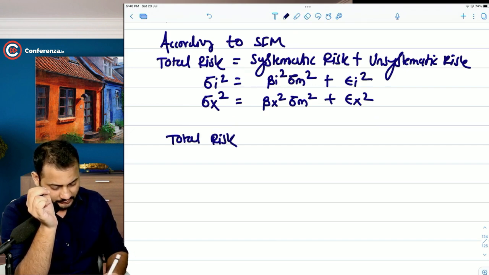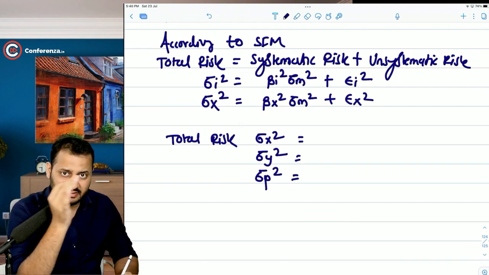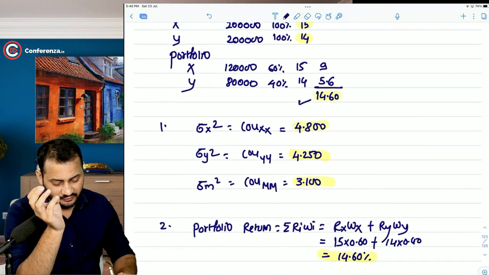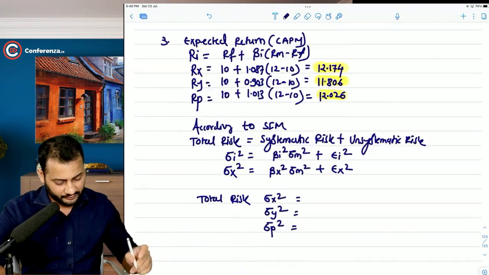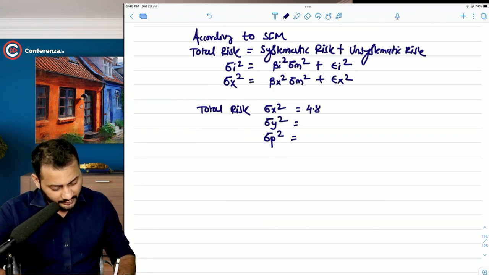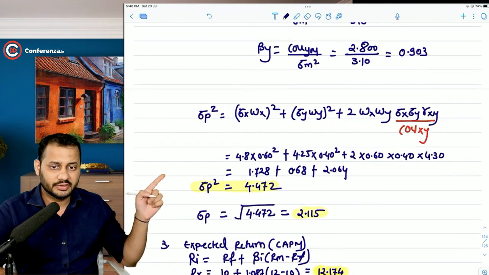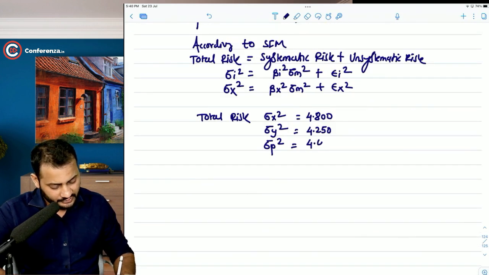Total risk. Standard deviation of x square, standard deviation of y square, standard deviation of portfolio square. The three investments that we are considering are x, y, and portfolio. What is the standard deviation of x square? 4.8. Y square 4.25. And the portfolio variance we just calculated in the previous part, which is 4.472. This is the total risk.